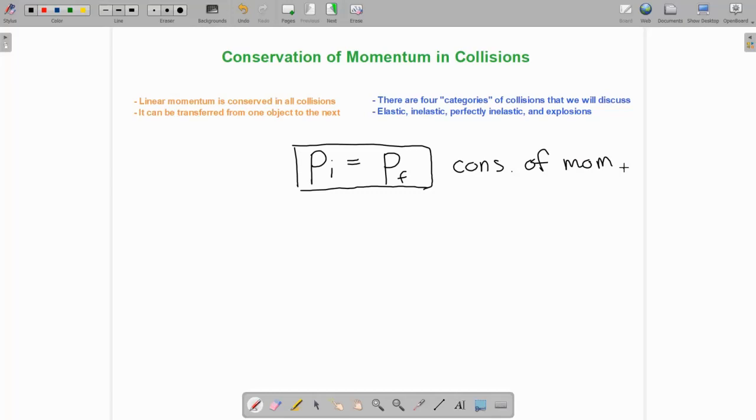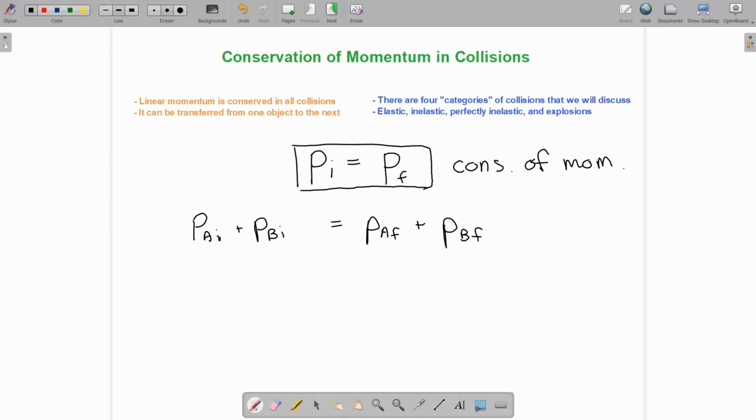So if there's two objects, we could say that the initial momentum of object A plus the initial momentum of object B must be equal to the final momentum of A plus the final momentum of B. Okay? So when you take the initial momentum of objects A and B and add them together, they should be equal to the momentum of objects A and B after the collision when added together.